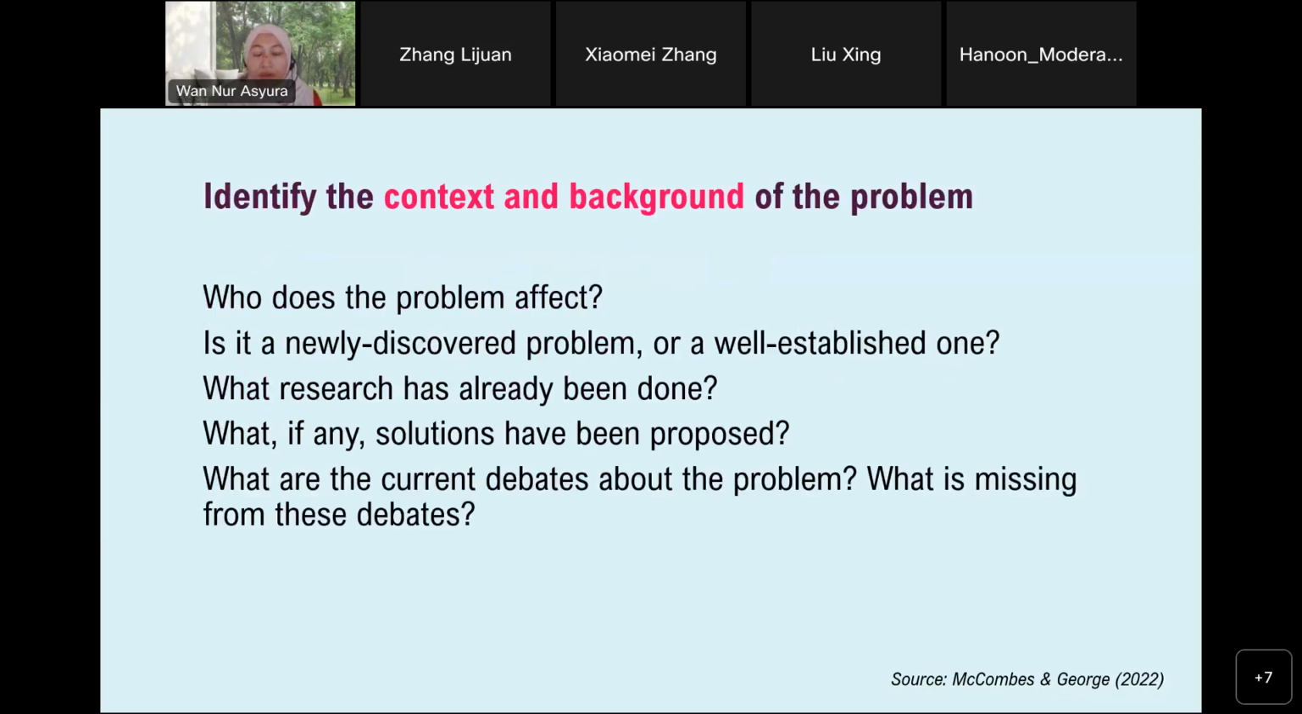Okay, all right, so for the second step, you can also look at the context and background of the problem. What does the problem affect? Is it a newly discovered problem or a well-established one? What research has already been done? What solutions have been proposed? What are the current debates about the problem and what is missing from this debate?